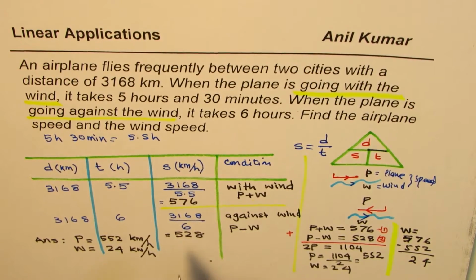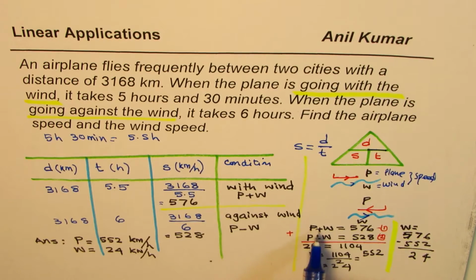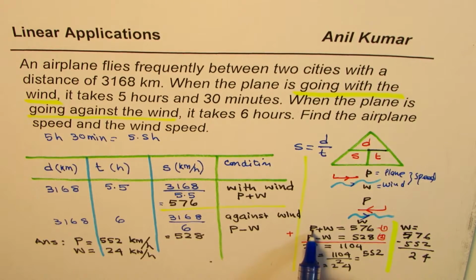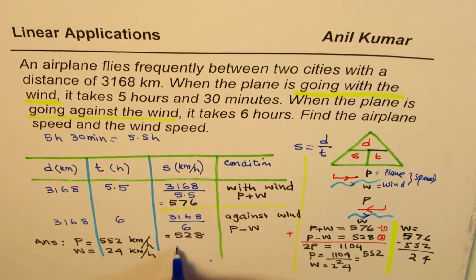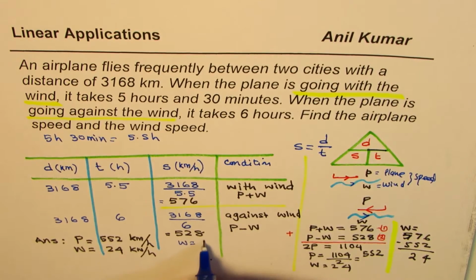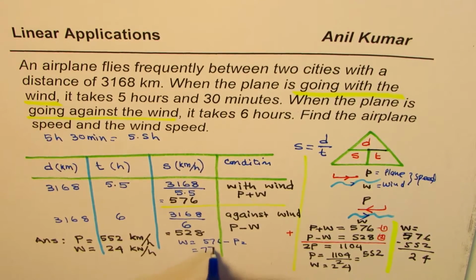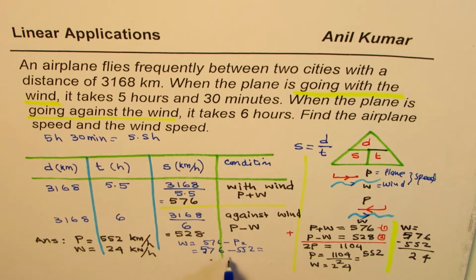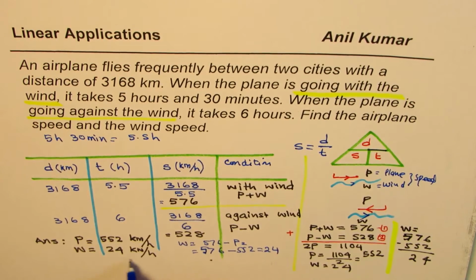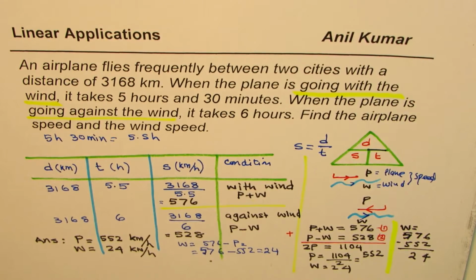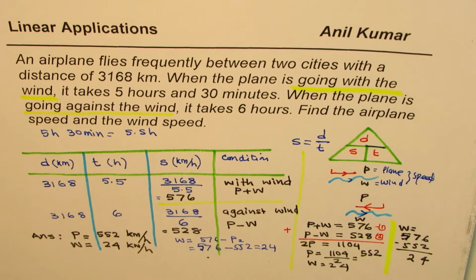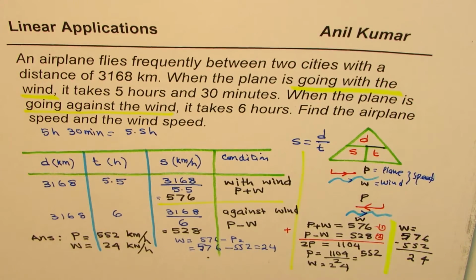You could use any of these equations and substitute the plane speed. Let me redo it here. From here, P plus W is this. So W equals 576 minus the plane speed, which is 576 minus 552, and that equals 24. Is that okay? So that is how you have to solve this question. I hope the steps are clear. I've done some repetition here, but that helps.